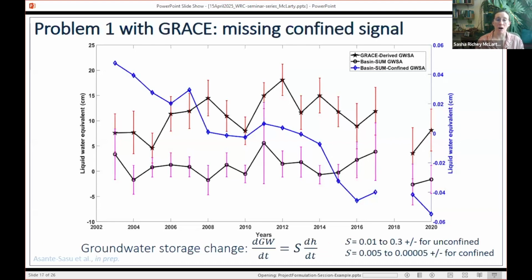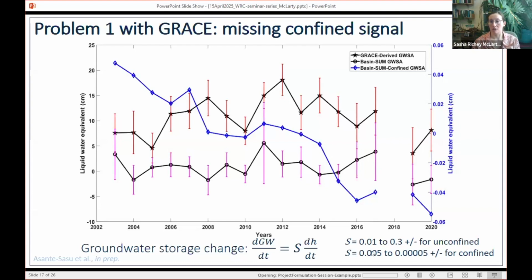that tells us that problem one with GRACE and using it for useful things, by useful I mean outside of academia, based on our work, GRACE is not capturing the confined groundwater signal. That signal is just too small, and it is too small because of this equation down here based on the storage coefficients for confined groundwater.